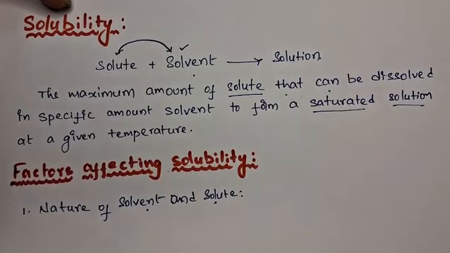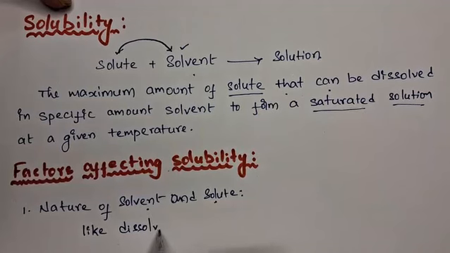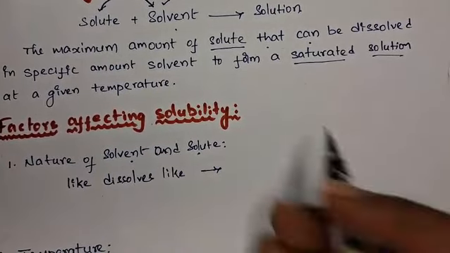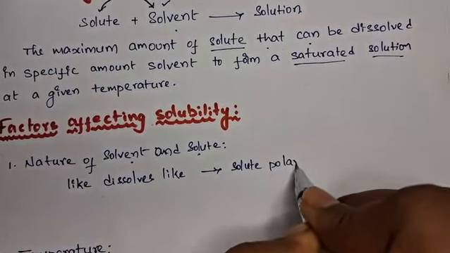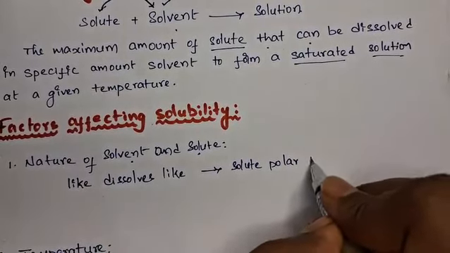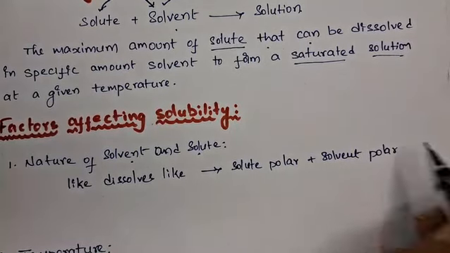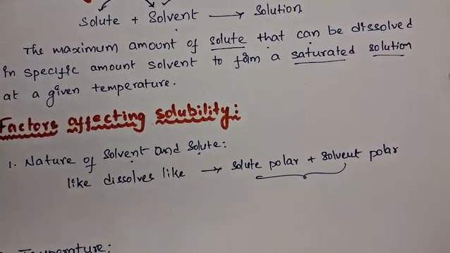If both are alike, like dissolves like. That means, suppose the solute is polar in nature, and the solvent is also polar, then the solubility will occur.